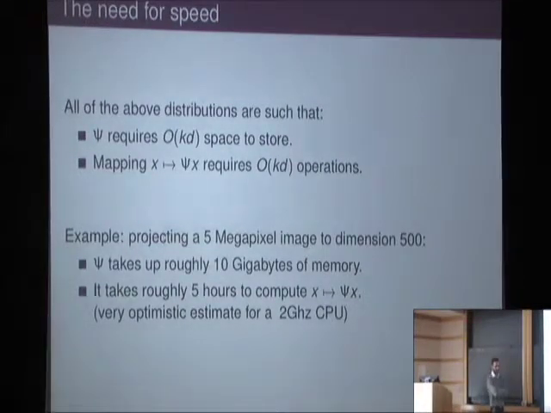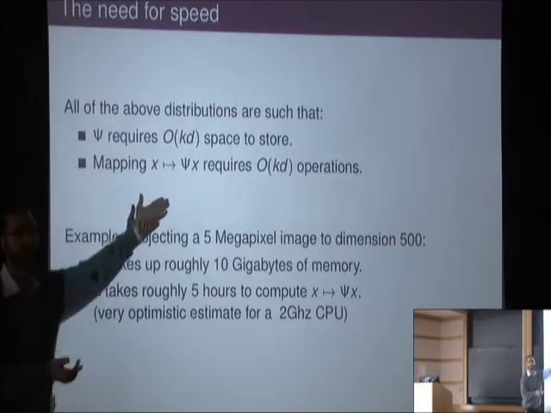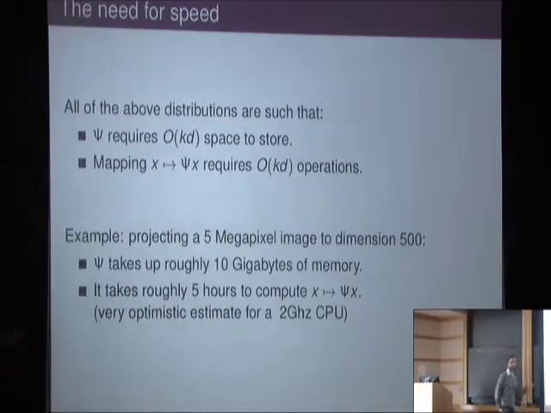So we can have IID distributions, and we can have a very wide variety of IID distributions, but the problem with all of those is that storing these matrices requires storing the entire matrix as a K times D matrix. And mapping our points from the high dimensional to the low dimensional space requires this K times D operation. You just have to multiply by the matrix.